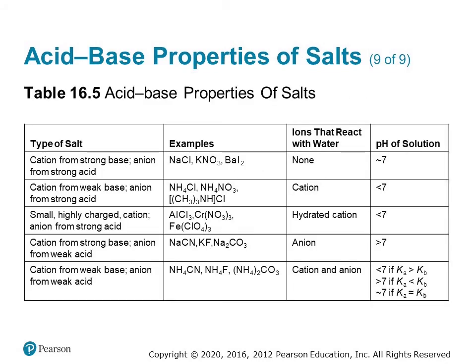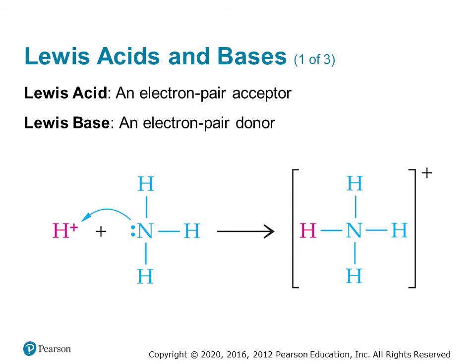This chart summarizes all the possible combinations of ions and the net result of a salt on the solution's pH. There isn't much to say here that wouldn't just be repeating what I just said, so let's wrap things up by moving on to Lewis acids and bases.